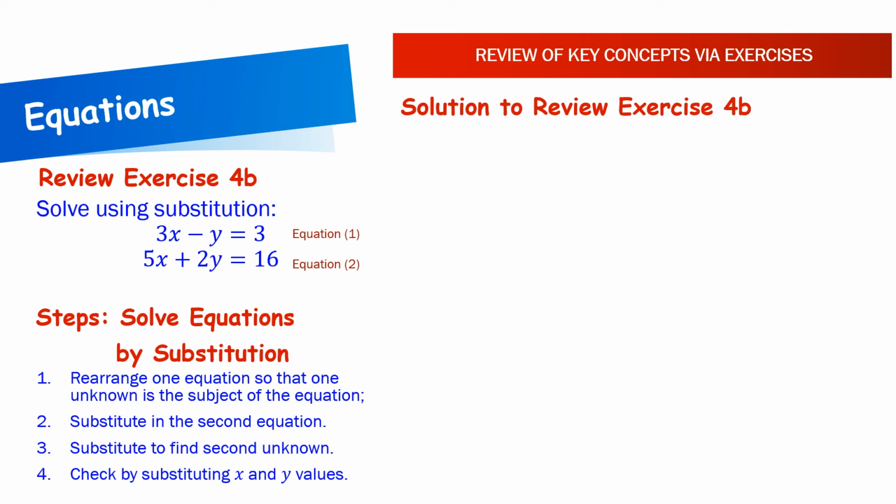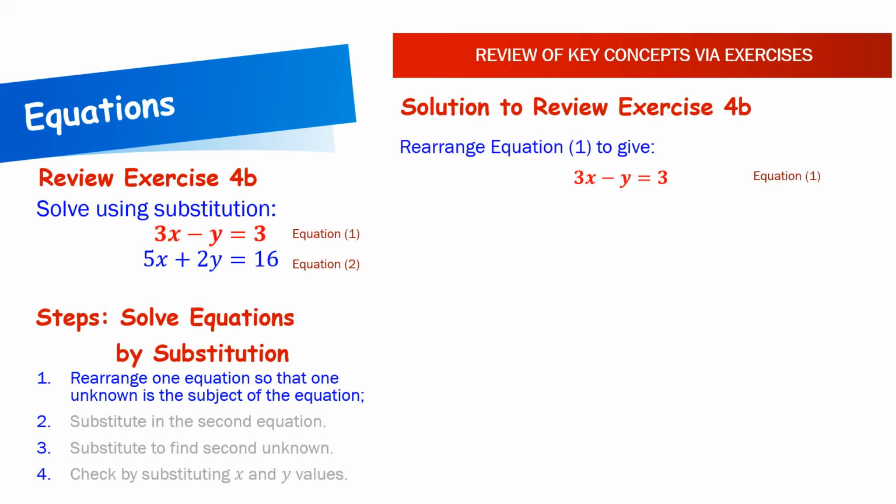So let's solve exercise 4b. We rearrange the first equation to give 3x equals 3 plus y. 3x comes from here, and as we're adding y to both sides, we have 3 plus y on the right-hand side, as shown. Rearrange to give y equals 3x minus 3. We've simply subtracted 3 from both sides, as shown.